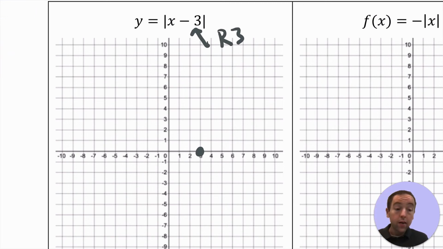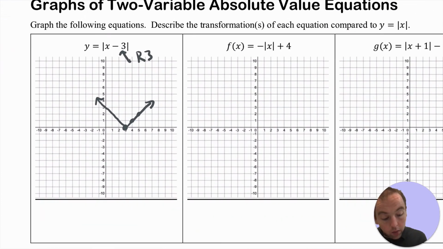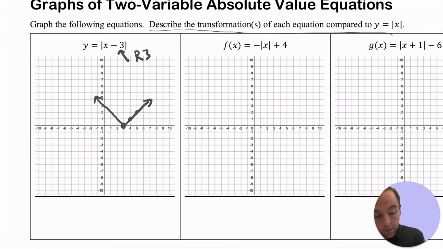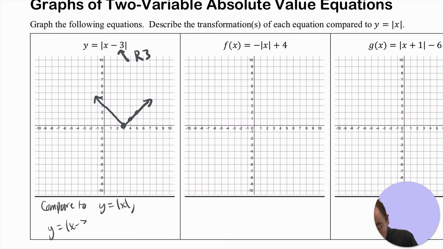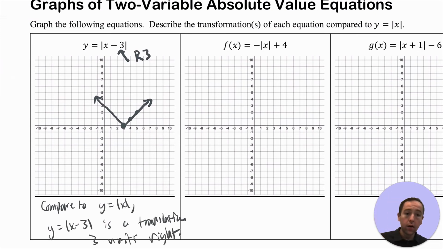So I'm just going to put a dot right there for where the vertex of the v will be. And then we know that it's going to go at a slope of 1 and then also a slope of -1. And then that gives a beautiful sketch of that graph. So we are also asked to describe the transformations compared to y equals absolute value x. So when we compare this to y equals absolute value x, then we can say that y equals absolute value x minus 3 is a translation 3 units right. Okay, so I wrote a lengthier little explanation there. I'll try to abbreviate a little bit more on some of these further examples right here.